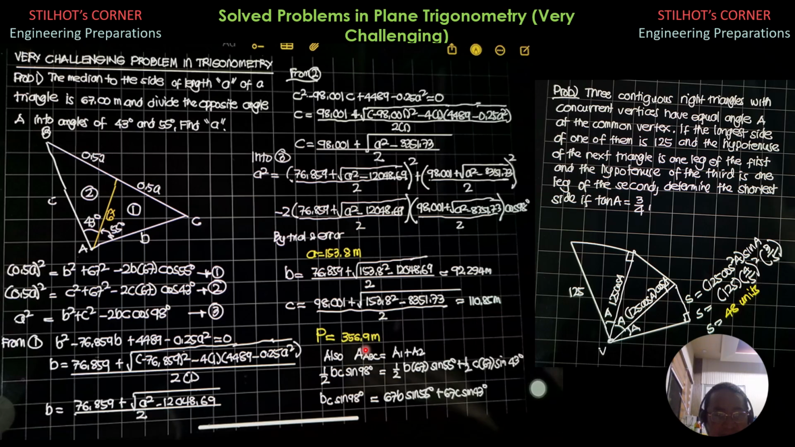Then the perimeter is A plus B plus C. That's why it is 356.9 meters.